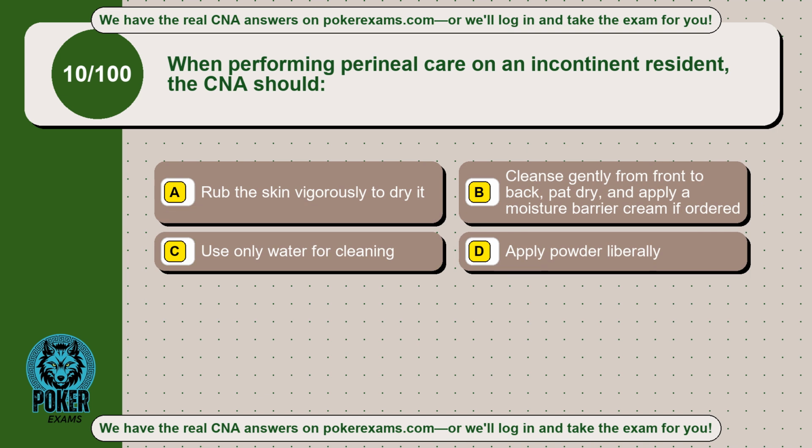Question 10. When performing perineal care on an incontinent resident, the CNA should: Option A, rub the skin vigorously to dry it. Option B, cleanse gently from front to back, pat dry, and apply a moisture barrier cream if ordered. Option C, use only water for cleaning. Option D, apply powder liberally.